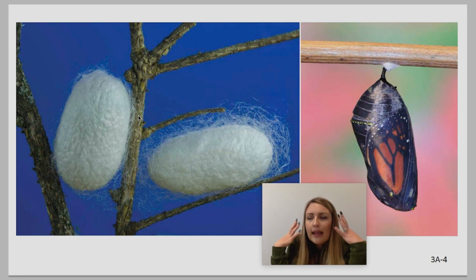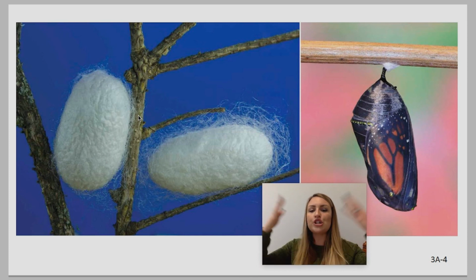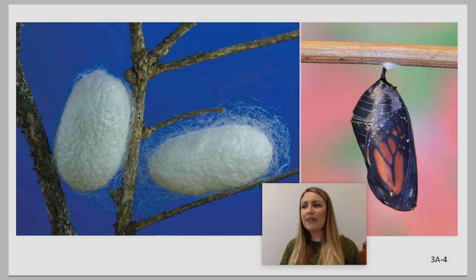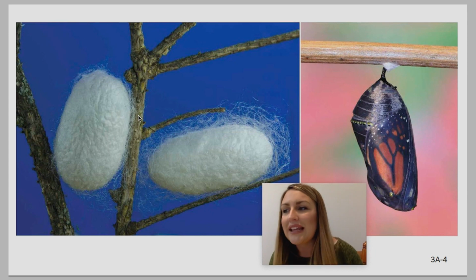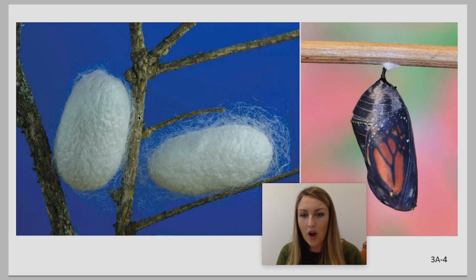Inside a shell-like covering, the pupa transforms or changes into something that looks altogether different than before. Some insects have a soft cocoon for the pupa stage, and some, like the butterfly, have a hard cocoon or case called a chrysalis. You say it, chrysalis. Wonderful job.